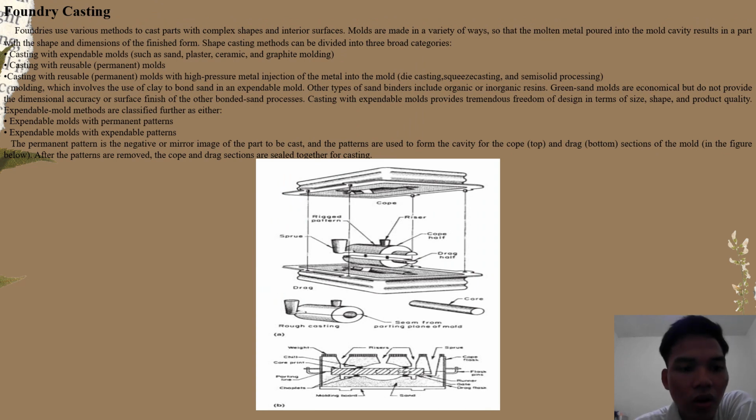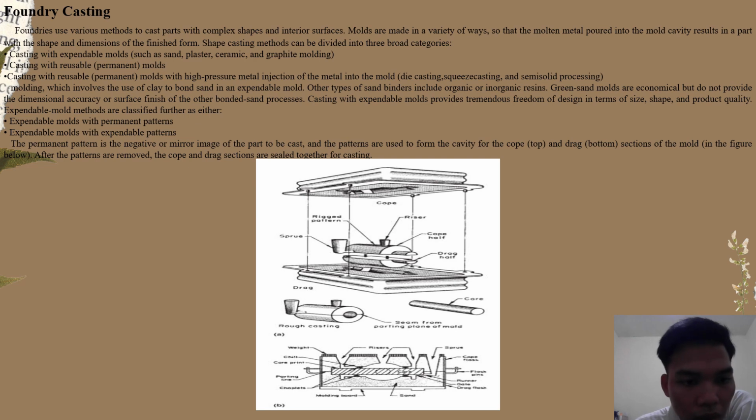Foundry casting. Foundries use various methods to cast parts with complex shapes and increased surface quality in a variety of alloys, so that the molten metal poured into the mold cavity results in a part with the shape and dimension of the finished form. Foundry casting methods can be divided into broad categories: casting with expendable molds, casting with reusable permanent molds, and casting with reusable permanent molds under high pressures.